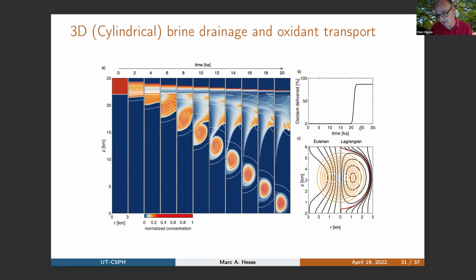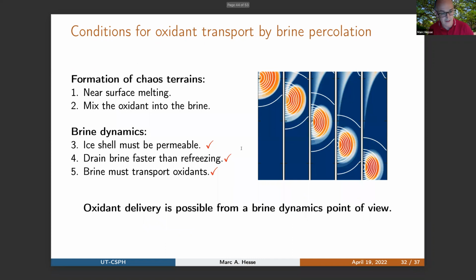And in this calculation, we see that in about 20,000 years, we've delivered 80% or something like that of the oxidants downward. So purely from the brine drainage dynamics, we can conclude that due to all the tidal heating and the presence of salts, there's a good reason to believe that the ice shell is permeable. And clearly the brine drains faster than the refreezing, so that's what our simulations show. And it also shows that the oxidants are being transported.